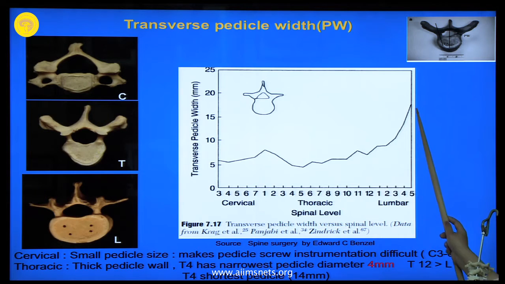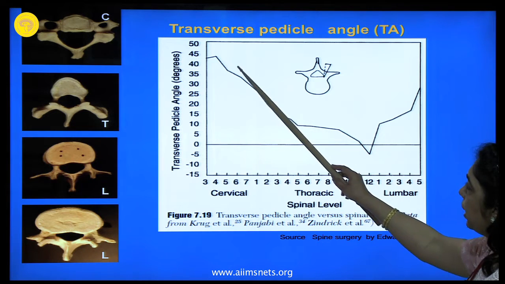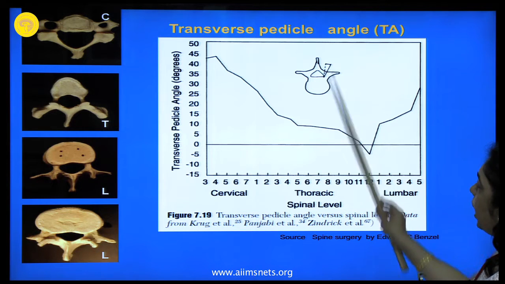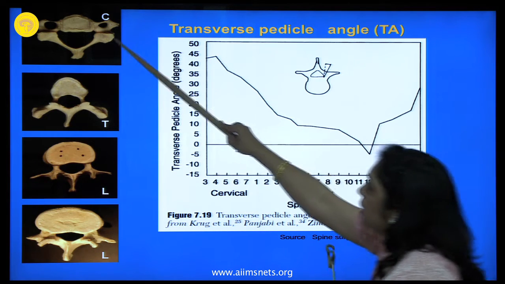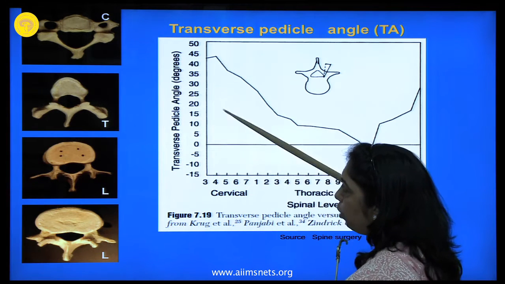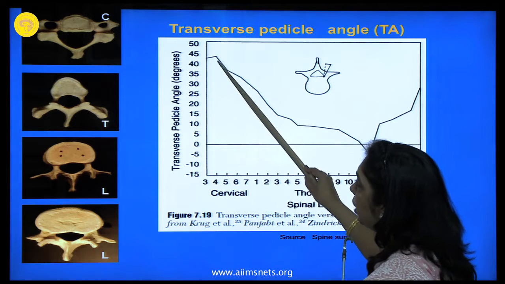The available space is around 16 millimeters for the screw. As far as the transverse pedicle angle is concerned, which is this angle, in the cervical region we saw that it was 43 degrees. That is, they were convergent. If we look from the posterior side, they were convergent and there was an angle of 43 degrees.